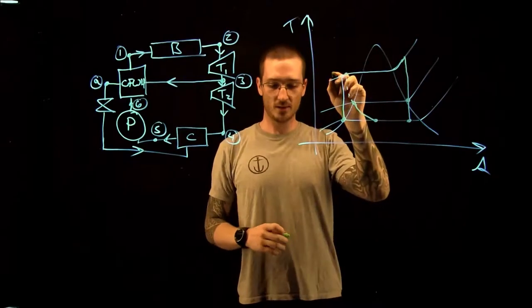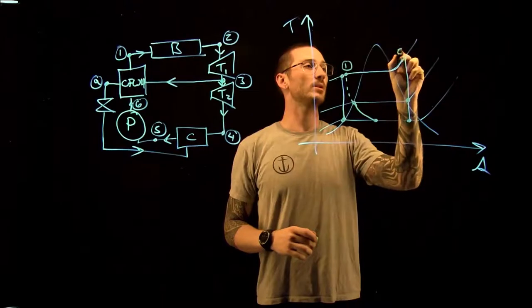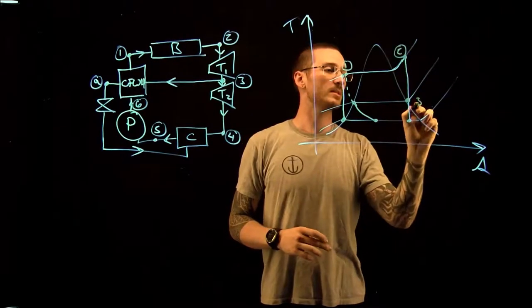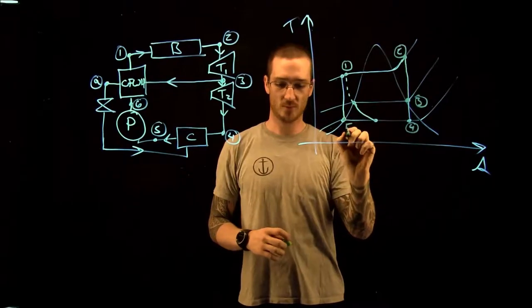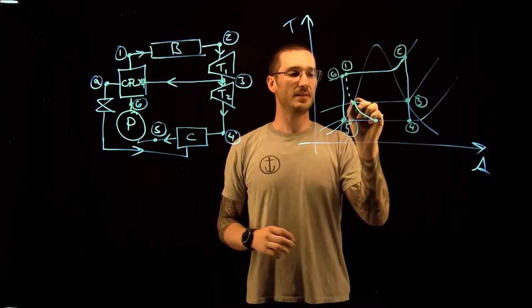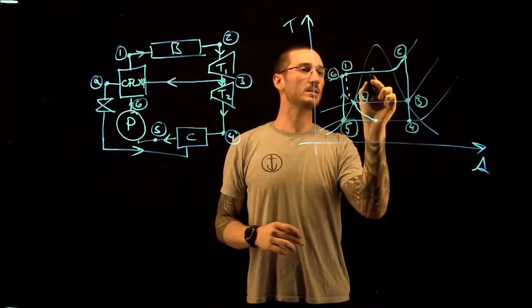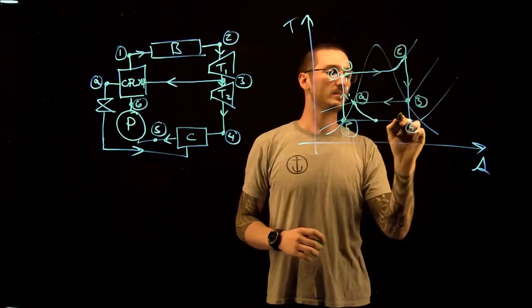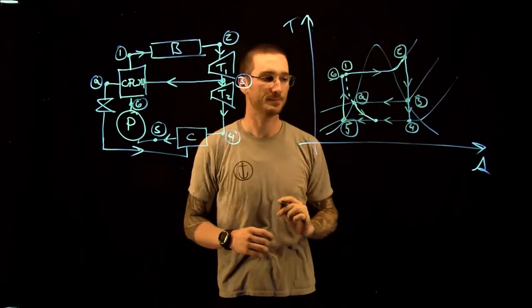So we can call this here point one. This here will be point two. This here where it splits, point three, point four. This here is point five. And right over here we have point six. And this is going to be point eight. And the flow looks something like this. It splits over here. And this goes like that.